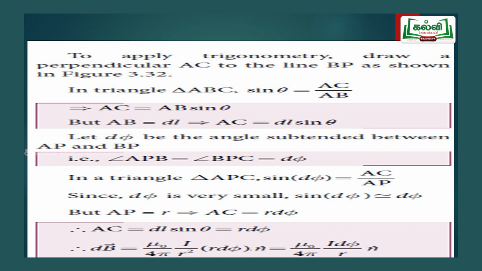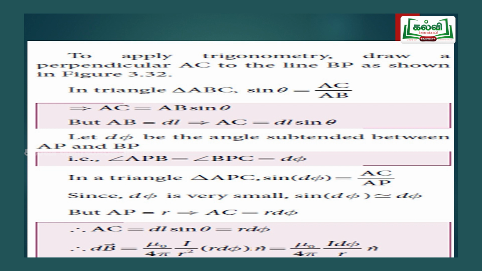We will find what is sin theta, and then finally we get AC is equal to DL sin theta. And one more step is we have to find what AC is again: R d phi. So we get these two equations. In the first equation, instead of DL sin theta, we substitute this R d phi. Marks will be given for each stage, that is, till DL sin theta half a mark, and till R d phi another half mark.